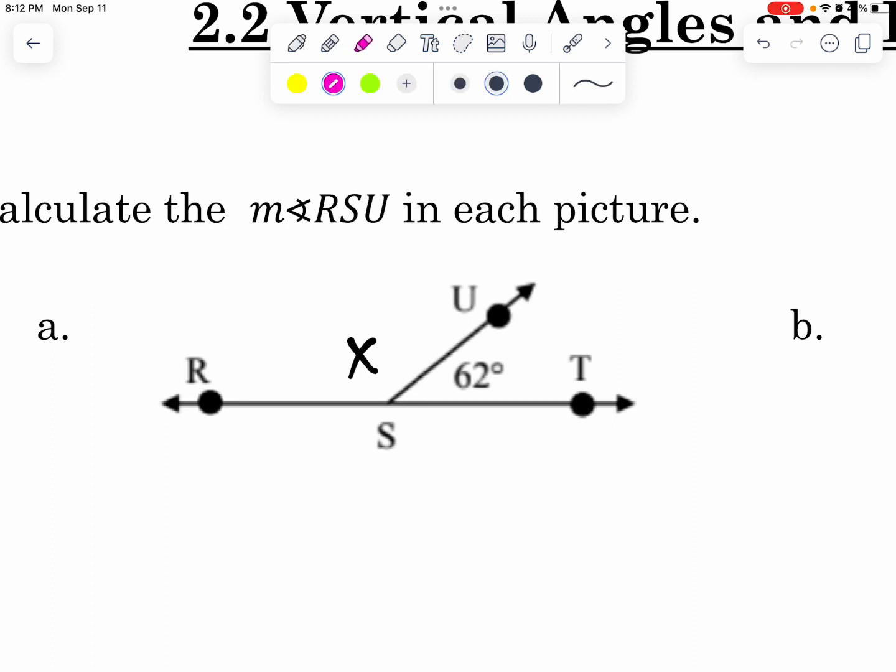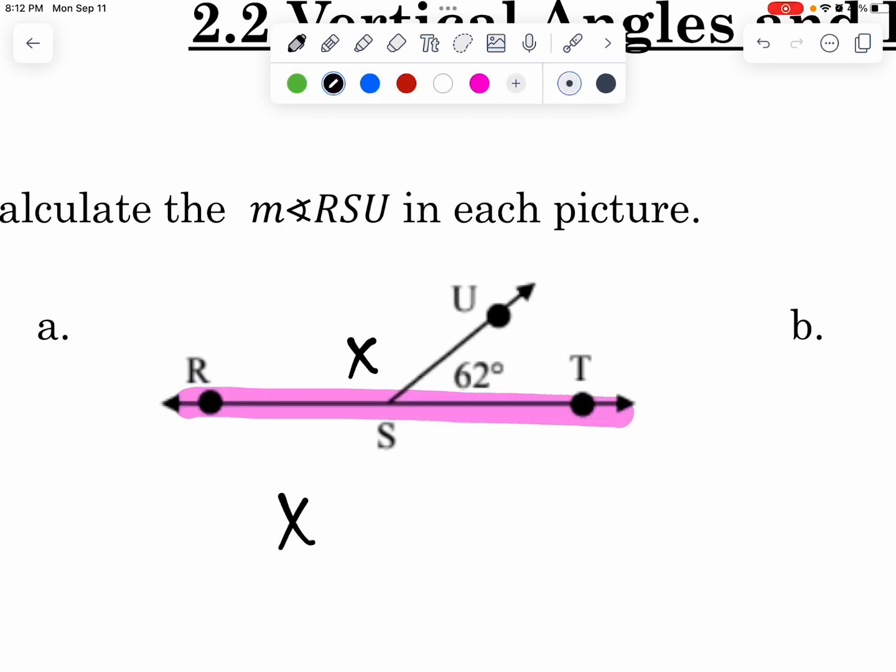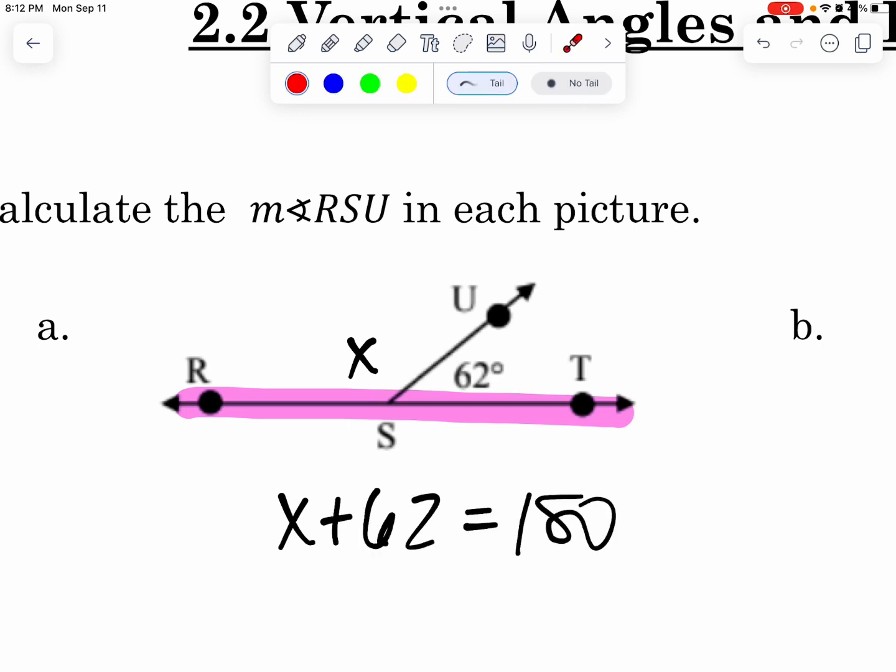I am seeing that these two angles come together to form a straight line. So I'm going to put X plus 62 equals 180. Why is it forming a straight line? Because this is one of the angles, and when I put it together with this one, we have a straight line. So I'm taking this angle, which I have to solve for, adding it to 62, and setting it equal to 180.